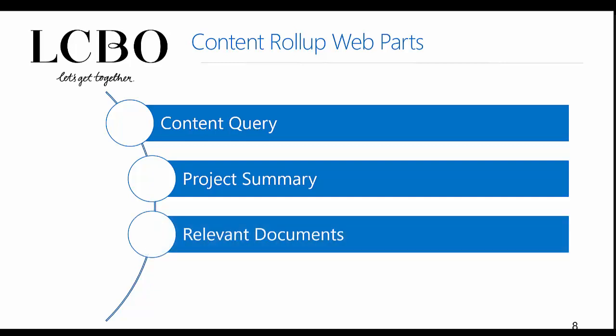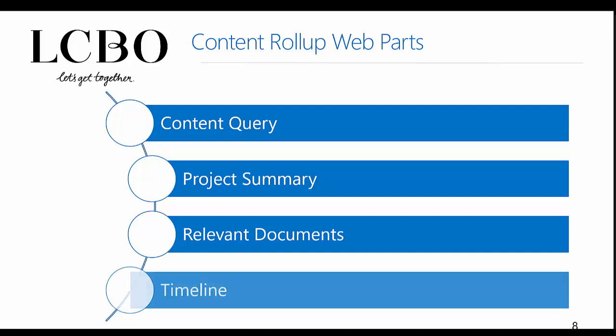Relevant Documents web part shows documents on the current site that are relevant for the current user. Settings allow you to check boxes for items that were modified, created by, or checked out to the current user. This is from all libraries that are on the current site.